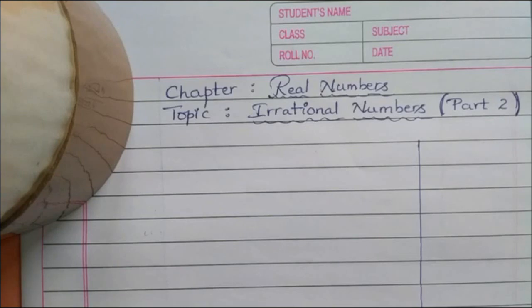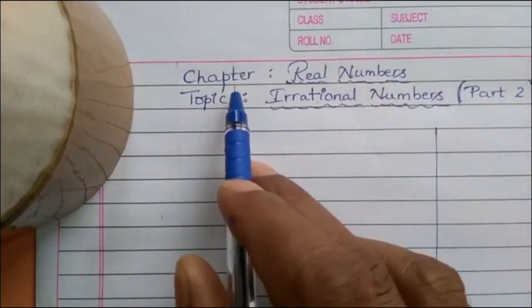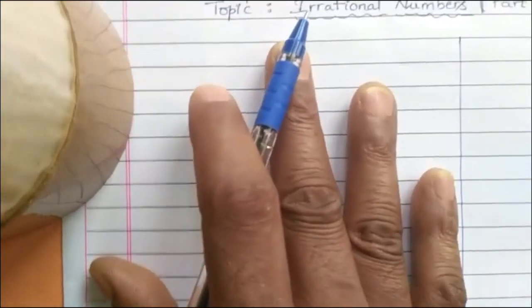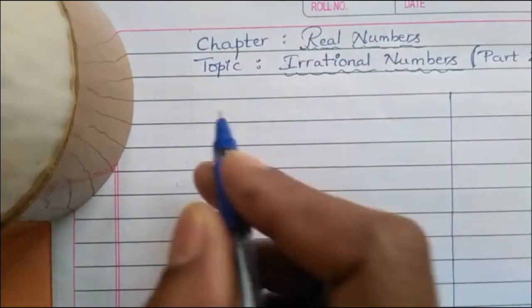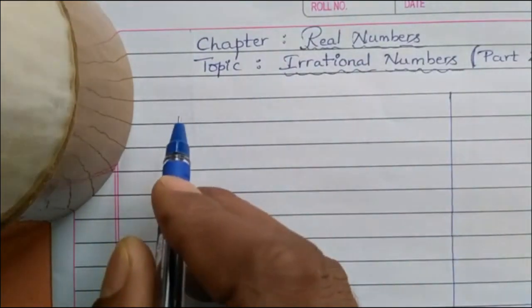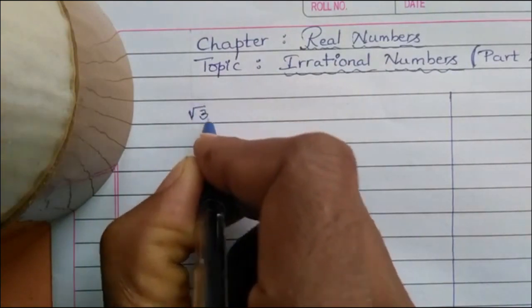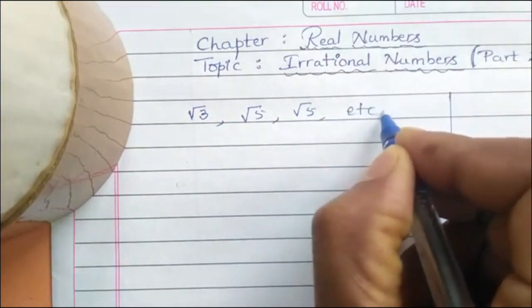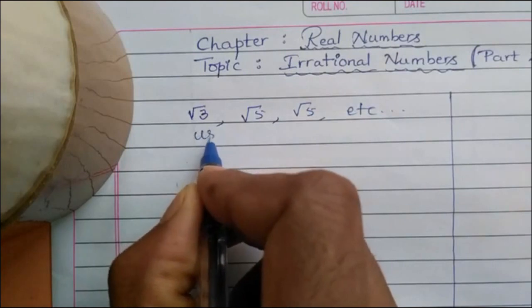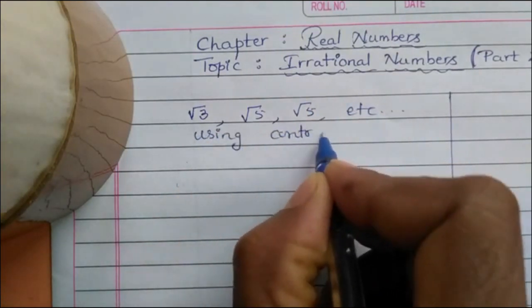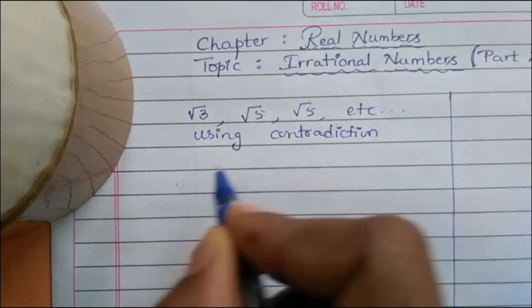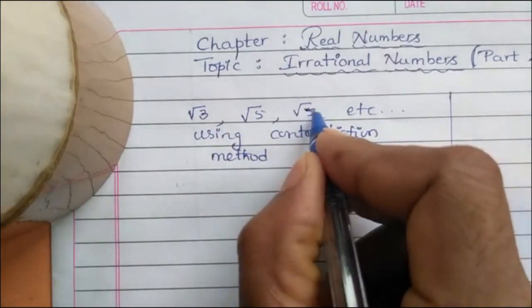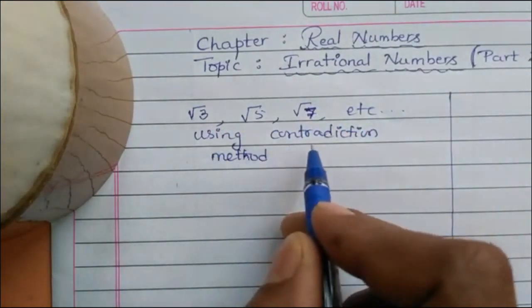My name is Vishwanath. This session chapter is real numbers. Topic: irrational numbers part 2. In my last class, in irrational numbers part 1, I explained how to prove root 3, root 5, root 7, etc. are irrational numbers using the contradiction method.